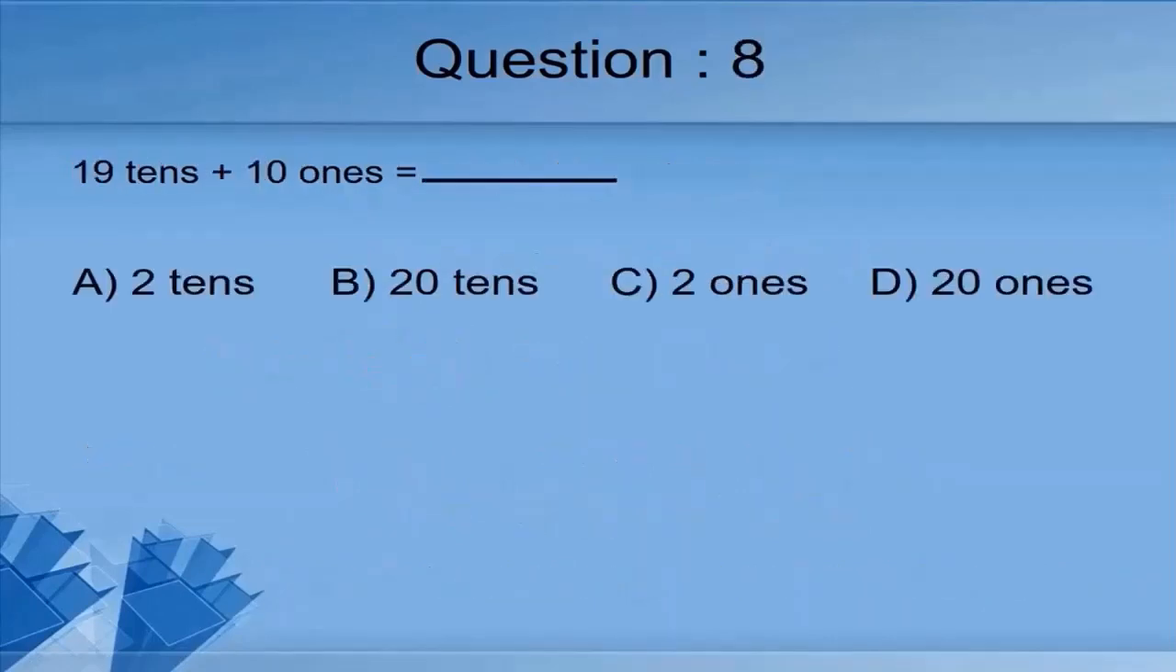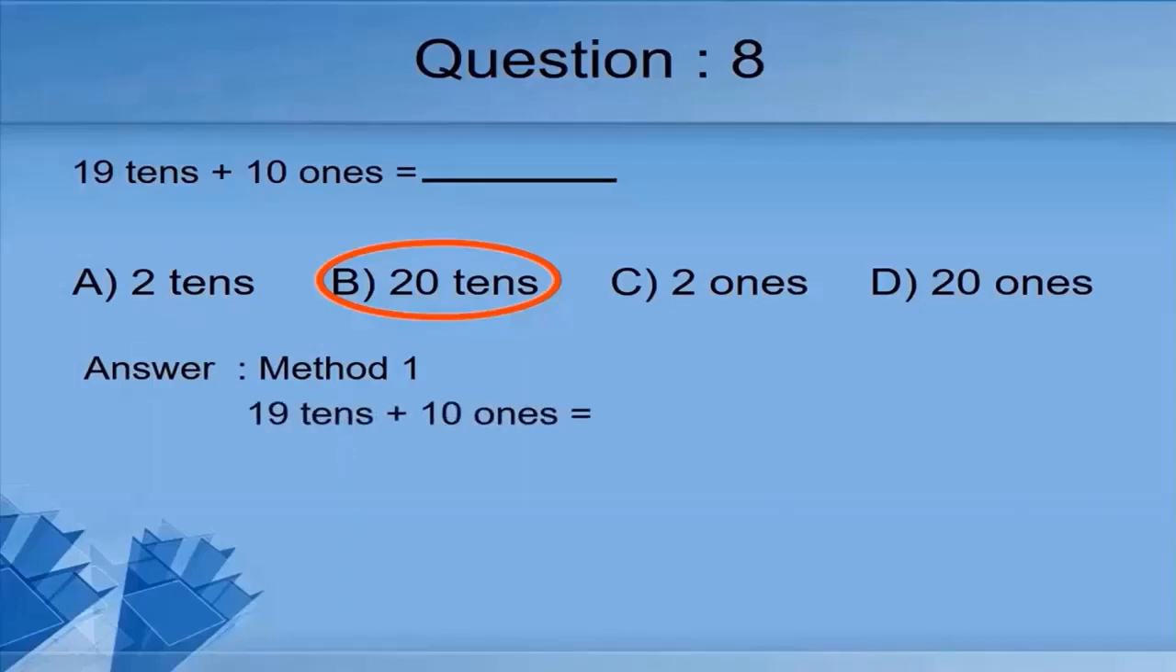Now question number 8. 19 tens plus 10 ones equal to. The answer to this one will be 20 tens. Now let us see how. We can solve this question with 2 methods. First method. 19 tens plus 10 ones equal to 190 plus 10 equal to 200 or 20 tens.